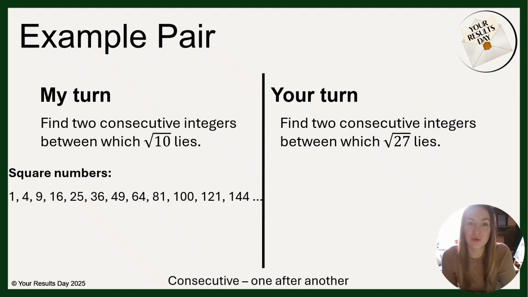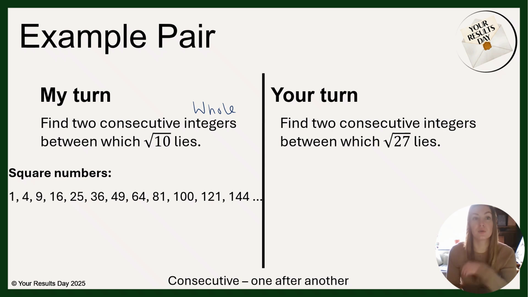And so the sorts of questions you might get asked about estimating roots is something like this. Find two consecutive integers between which the square root of 10 lies. Now, just a few reminders. Integers are whole numbers, which is very good for us because we don't want to be working with an infinite number of decimals. And consecutive, I've written at the bottom, means one after another.